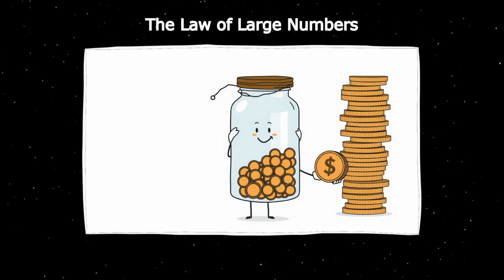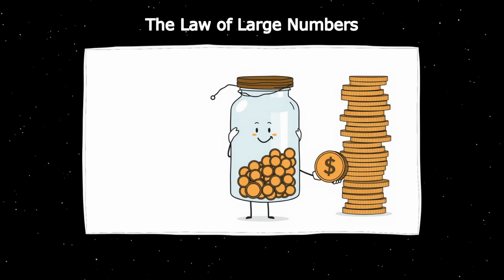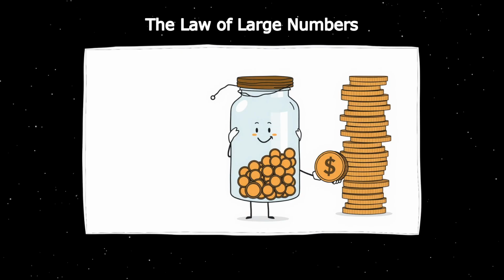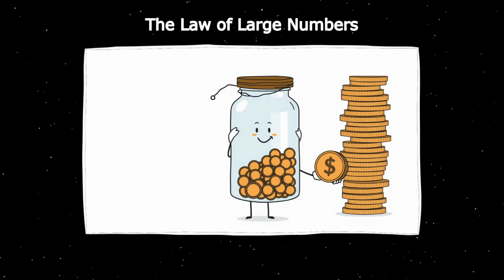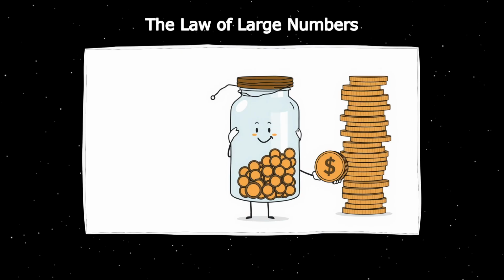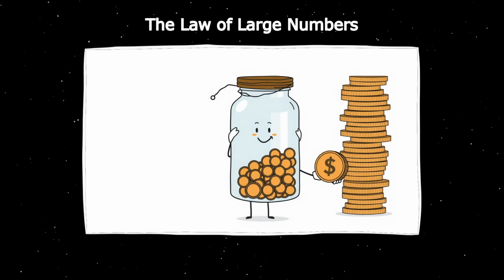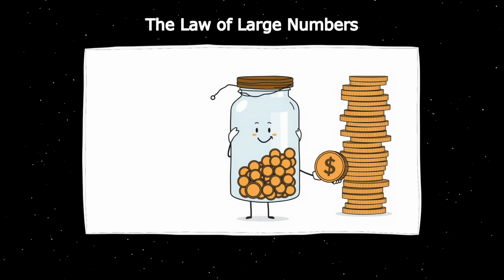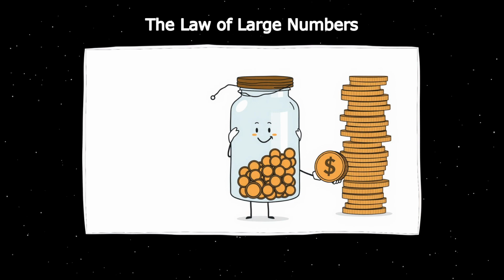Psychology and social science studies also frequently rely on this principle. Let's say researchers want to investigate the average number of hours people spend on their smartphones each day. A survey of just 10 individuals might show a wide range of results influenced by personal habits and lifestyles. In contrast, a survey of 1,000 participants will offer an average that accurately reflects broader societal trends.